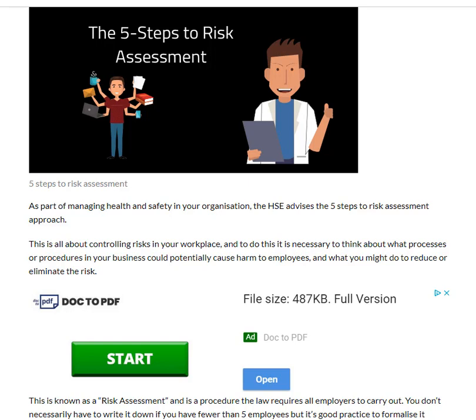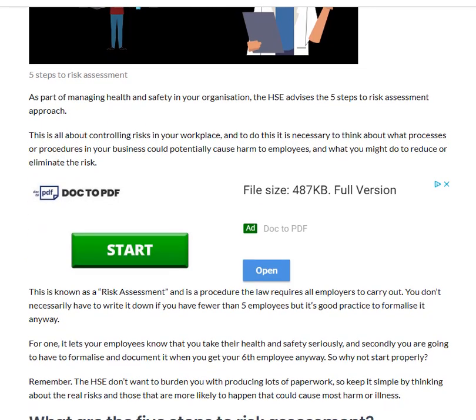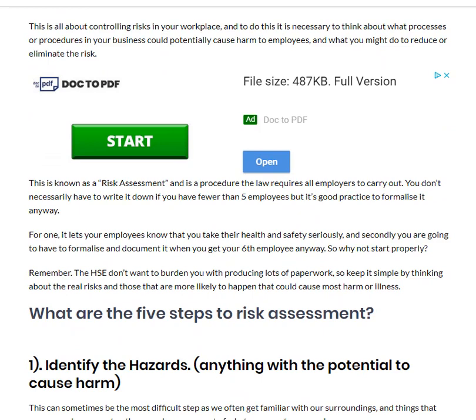As part of managing health and safety in your organisation, the HSE advises the 5 steps to risk assessment approach. This is all about controlling risks in your workplace, and to do this it is necessary to think about the processes or procedures in your business that could potentially do harm to employees, and what you might do to reduce or eliminate the risk. This is known as a risk assessment, and is a procedure the law requires all employers to carry out.